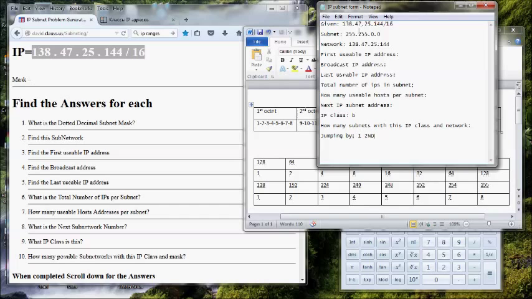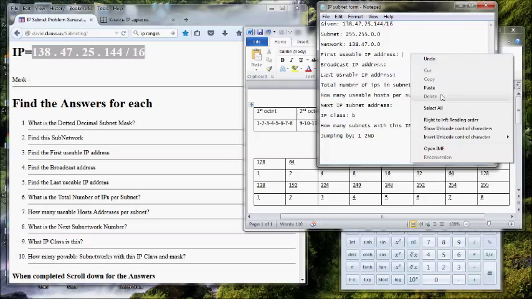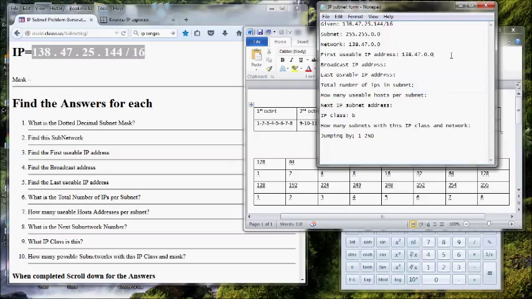And so we've got our subnet of 255.255. We're jumping by 1 in the second. So what that means we can do is we can just zero out the 3rd and 4th octet. And this, 138.47.0.0, is the actual network. We copy that, paste that into our field for the first usable IP address. In this case, it's going to be a .1.